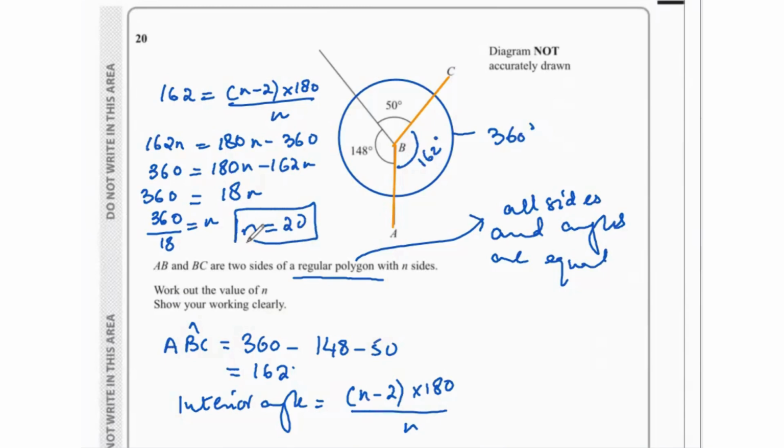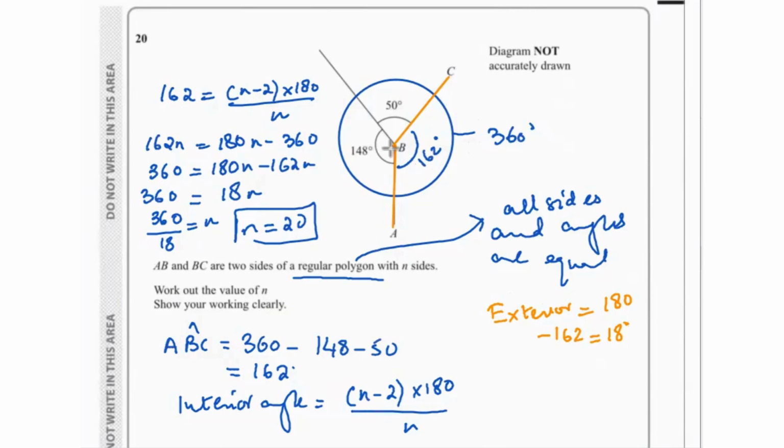You can also use the exterior angle to find it. Exterior angle for this is 180 subtracted by 162. That will give the exterior angle, and then you can use that to figure out the value of the number of sides. For the exterior angle, we will subtract 162 from 180, which gives us 18.